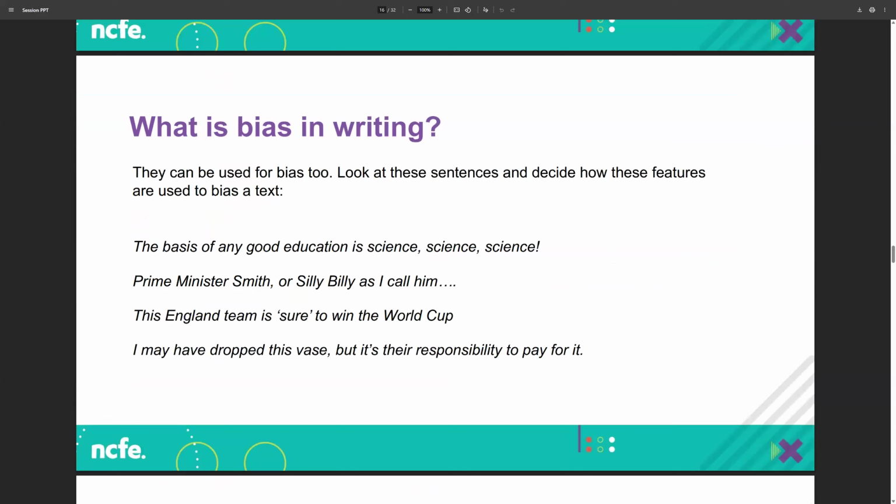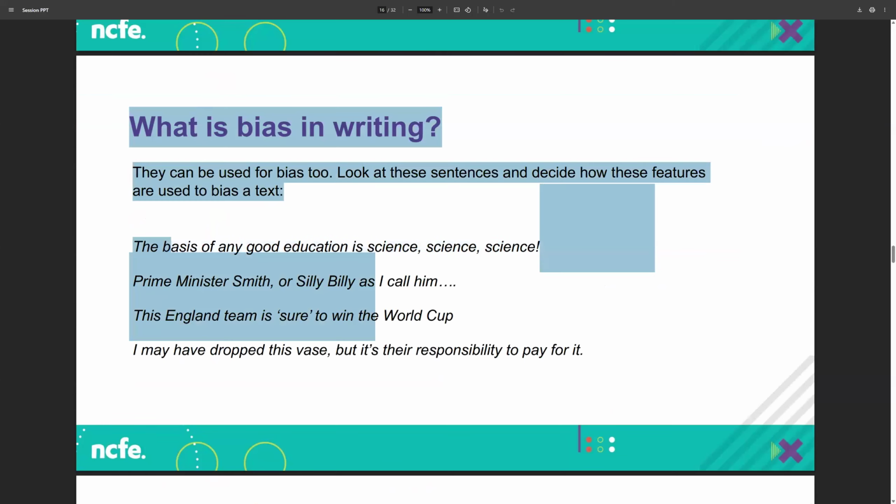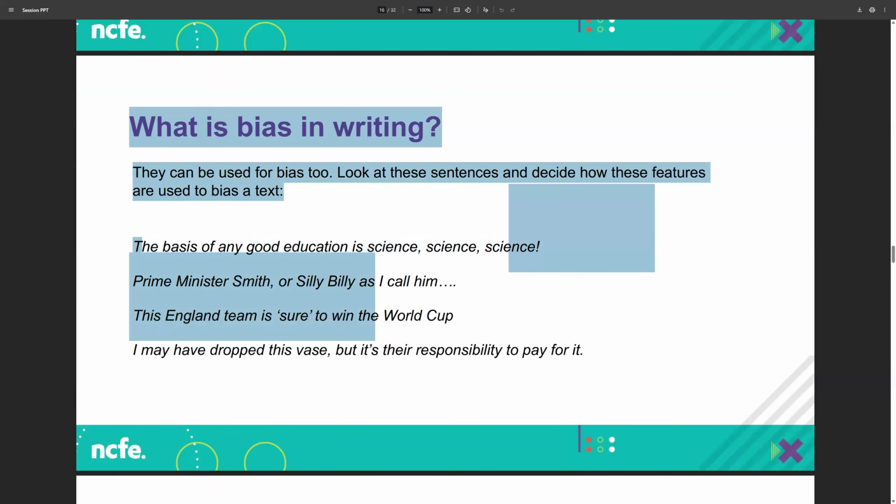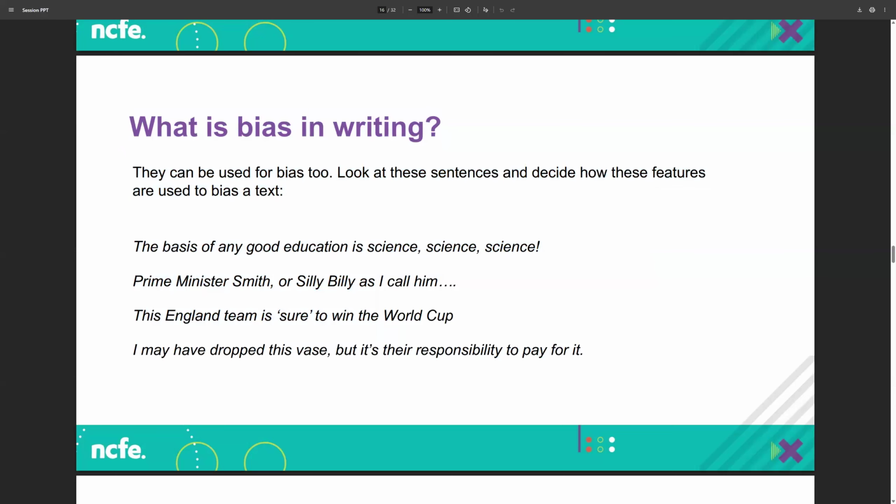Let's look. The basis of any good education is science, science, science. Now, guys, just this sentence here. Do you think this person has some bias? Okay, the first sentence. Do you think they have some bias? And if so, what is the bias towards? Okay, let's see. Let's go ahead.